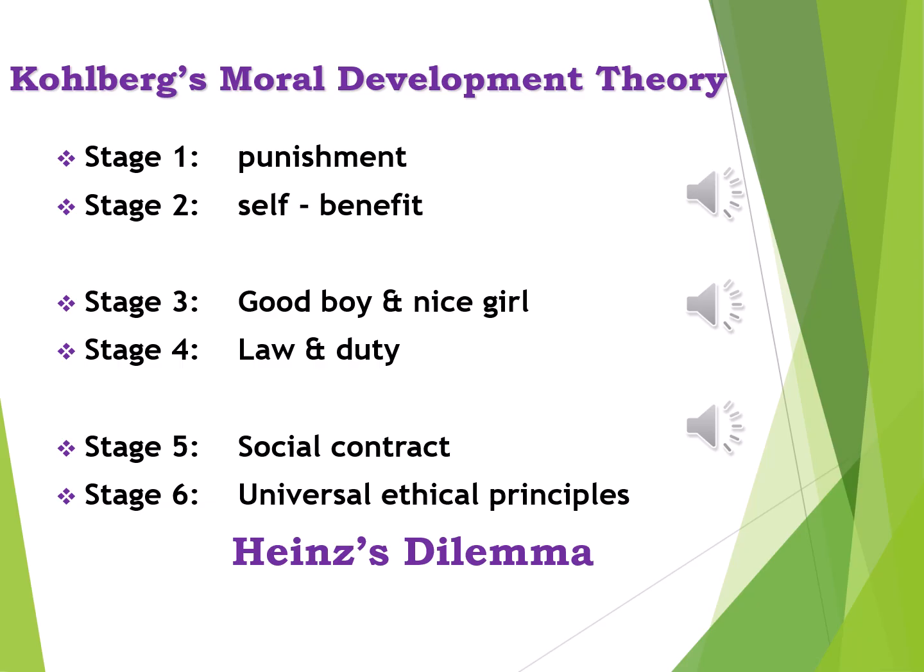these 2 stages, though if you go down to the local jail or prison, you will find many people there that are in fact still in stage 1 or 2, probably no small part of why they're in that particular predicament. Let's go to stage 3, often termed the good boy and nice girl stage by Kohlberg.